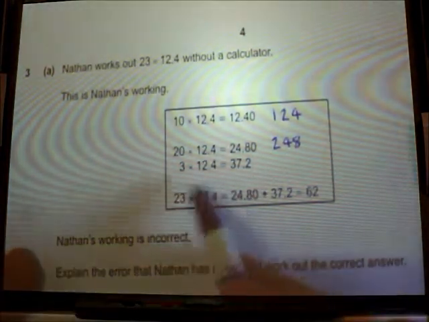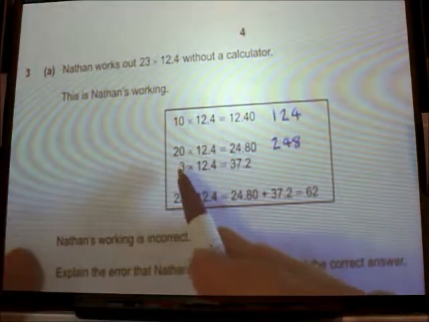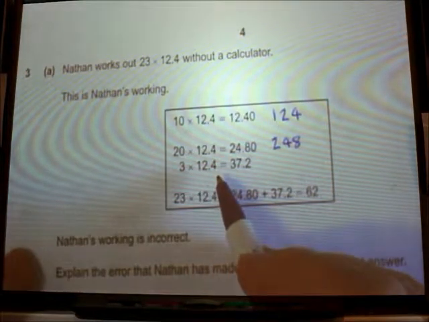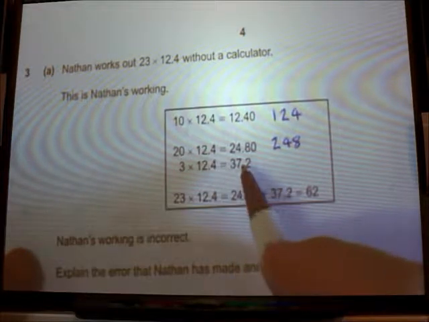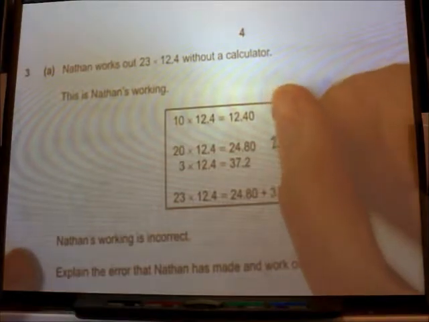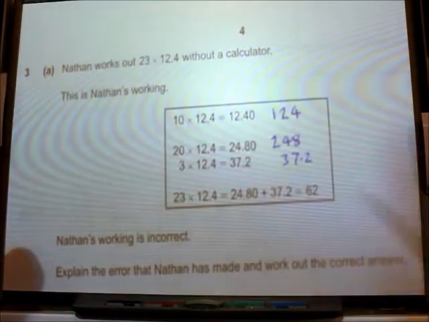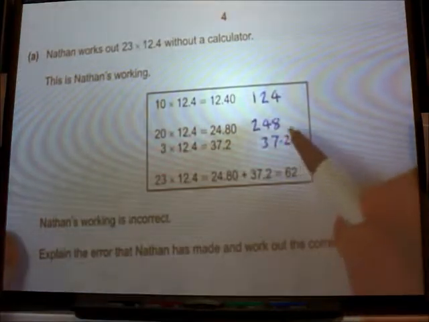Let's look at the next bit he's done. He's done 3 times 12.4. Well, 3 12s are 36. 3 times 0.4 is 0.4, 0.8, 1.2. So 36 add 1.2 is 37.2, which is correct. So what you need to do now to work out the correct answer is to add up 248 and 37.2, and let's do that here.